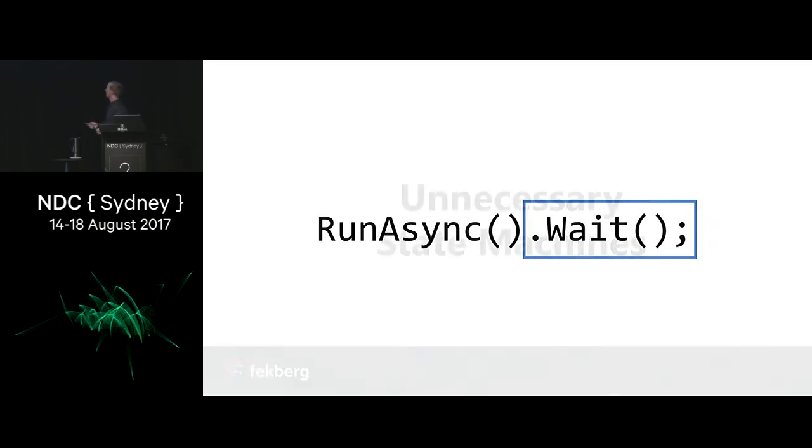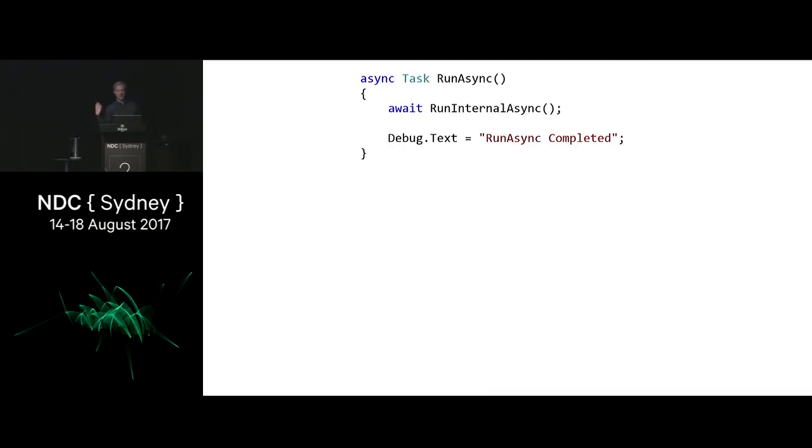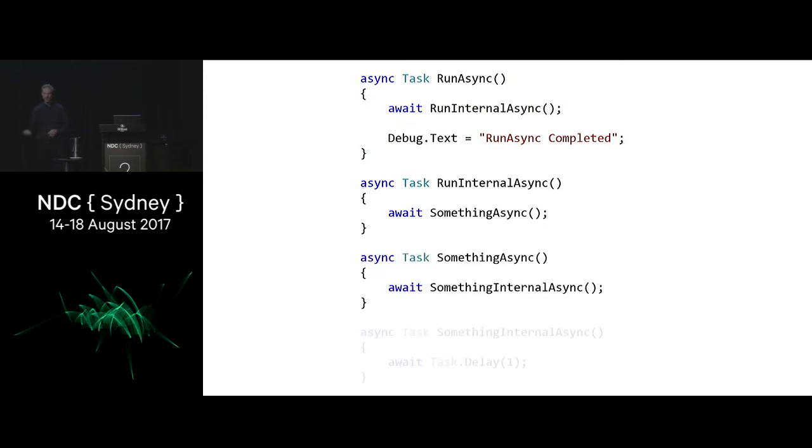Another thing that I see a lot is unnecessary state machines. So what do I mean by that? Well, in this case here, we have a method called runAsync. RunAsync is in its turn calling runInternalAsync, which is marked as async task. It's awaiting something async, and then it's calling something internal async. What happens here is that each of these methods is going to introduce its own state machine, which is going to keep track of the work inside that state machine. And each await keyword is going to be working with a continuation to make sure that it's jumping to the correct context. Each await keyword is going to make sure that there are no exceptions, and it's going to check the result and so forth. That's a lot of work just to do one simple thing.